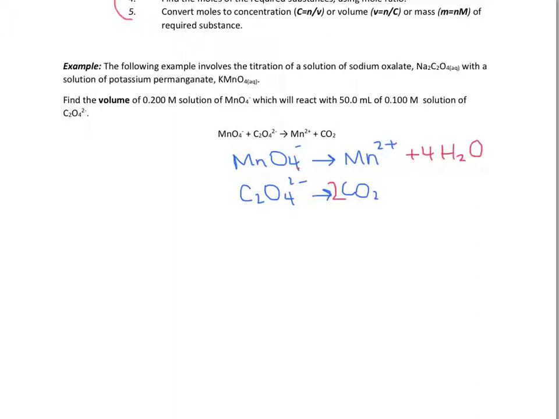Then we have to balance for the hydrogens by adding H positive. We have 8 hydrogens on the product side, so we add 8 H positive to the reactant side. There's no hydrogens in the second half reaction.